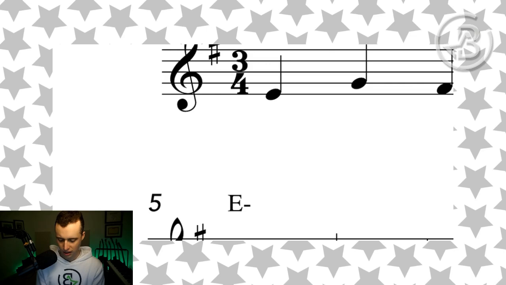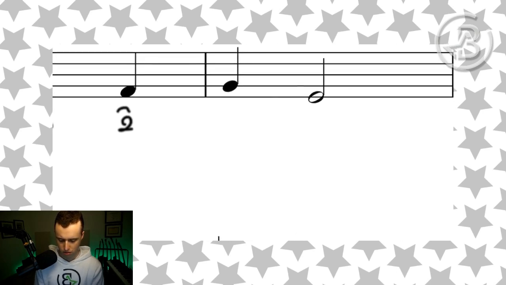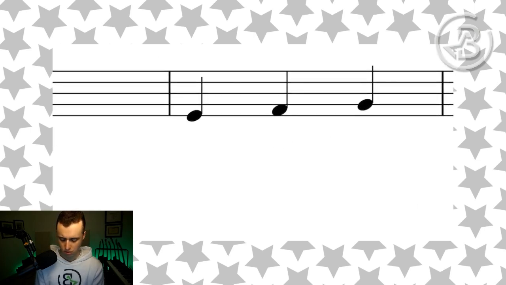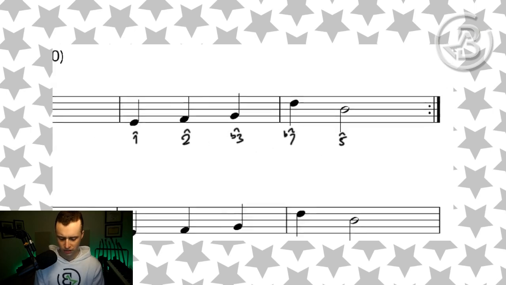So we're going to start with scale degrees. Put scale degrees, E minor, put a little colon. Start with 1, 3, 2, 3, 1, 1, 2, 3, 7 to 5. Let's see.